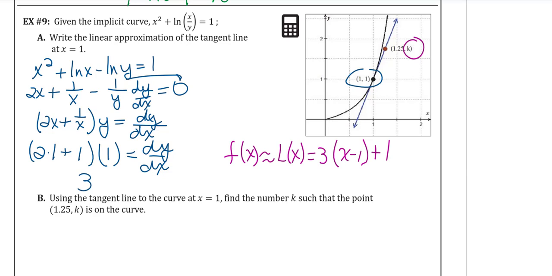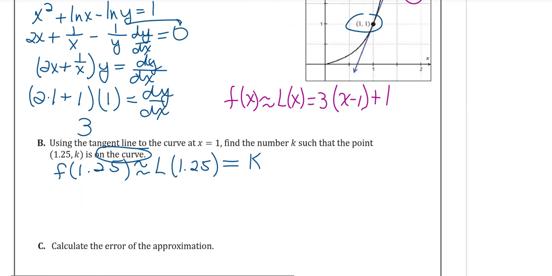So what we want to really find is what is f of 1.25, because that's the x we're at. So we know that that is approximately equal to our local linearization at that point. And that is going to equal our k value, because we want this curve to be set up such that that is on the curve. So we're really going to be adjusting the tangent line so that it's on the curve. So it's not perfect. And remember, it's not going to be because these are approximations.